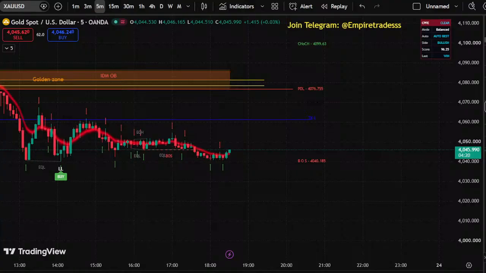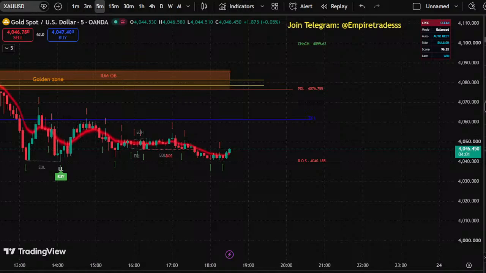Continuously review your trading strategy and outcomes. Adapt your approach based on market conditions and past performance. Learning from both successful and unsuccessful trades helps refine your sniper entry technique over time.